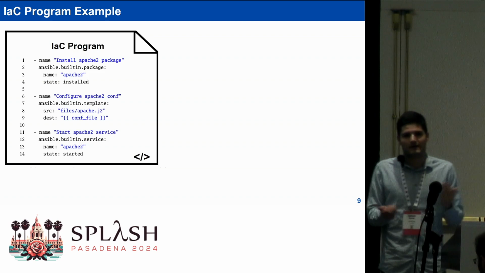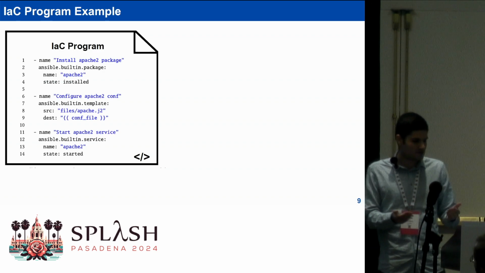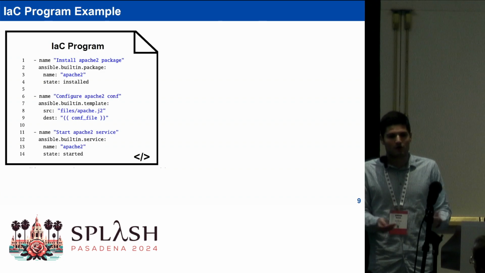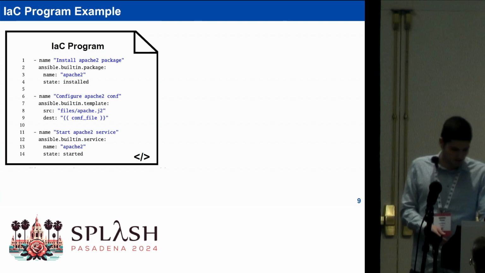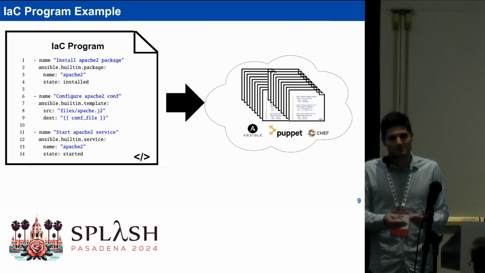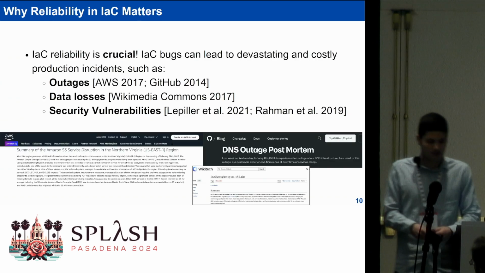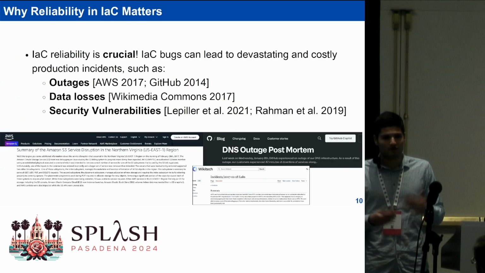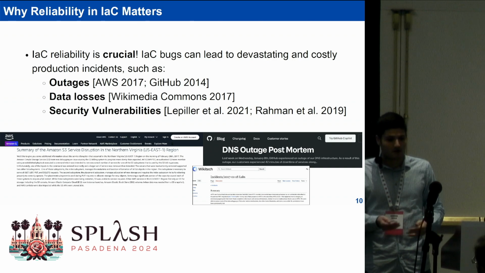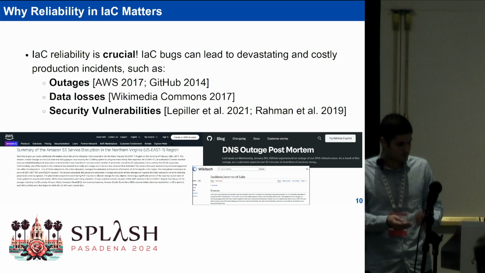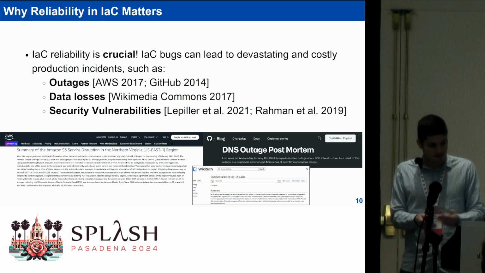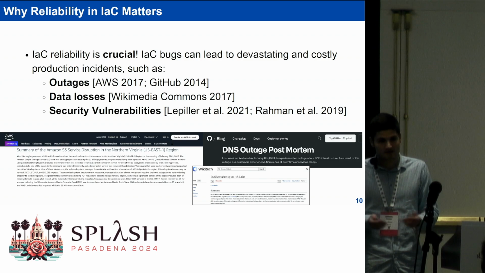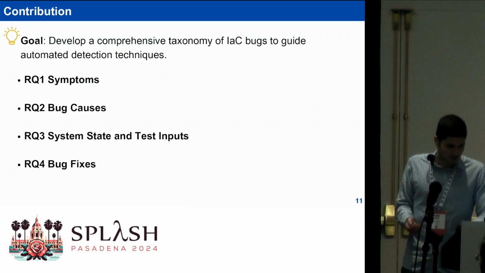Of course, the domain-specific languages that we can use to write IaC programs also offer some features that we can see in traditional programming languages, like loops and conditionals. And there exist a lot of ecosystems that facilitate the reuse of both IaC programs and configuration units. The reliability of IaC software is of paramount importance because it is used to manage global infrastructures. A bug in IaC can lead to devastating and costly production incidents, such as outages, data losses, and security vulnerabilities, and can impact millions of end users.